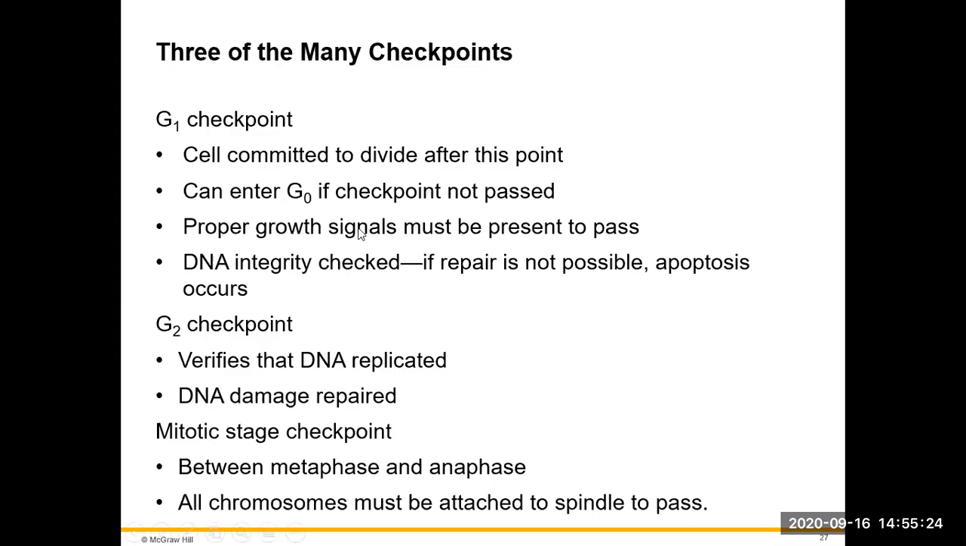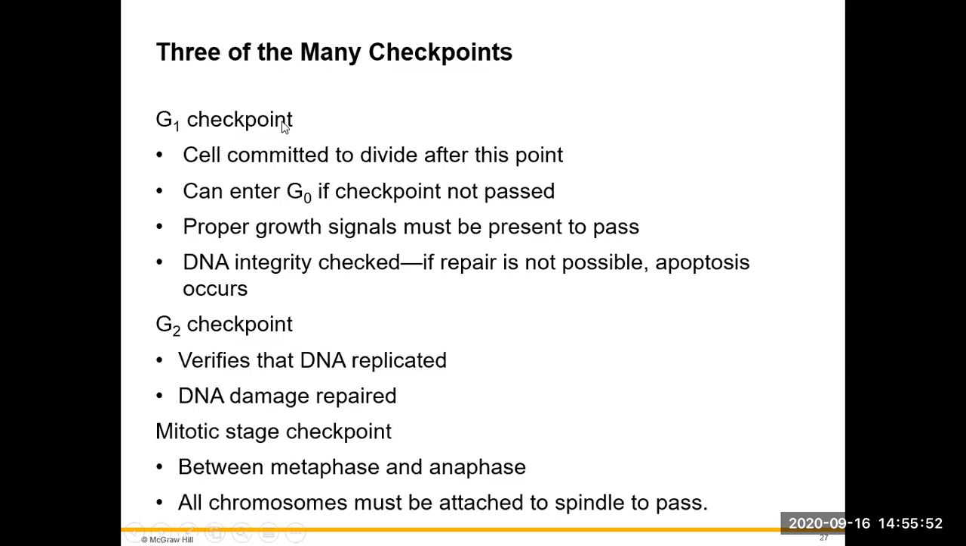If there are no proper growth signals, like if the cell doesn't have the proper organelles or the right amount of nutrients, then the cell is not going to go through that process. And DNA integrity has to be checked at this stage. If the repair is not possible, there will be apoptosis, which is a programmed cell death. G2 checkpoint.